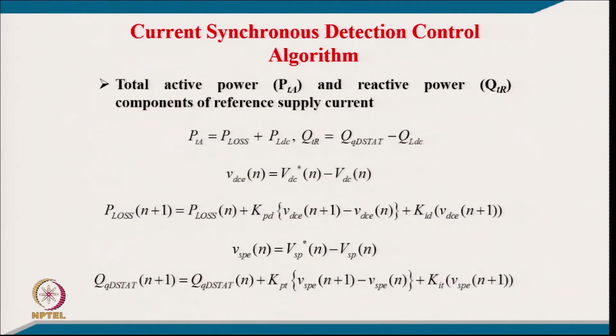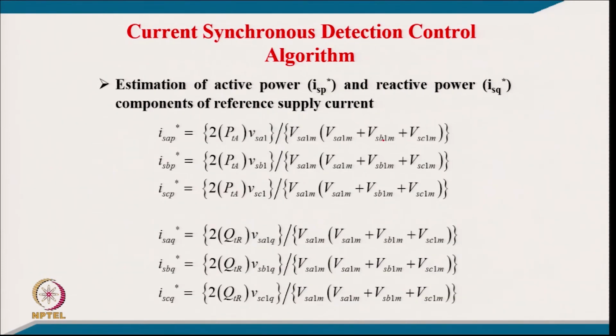Then we can get the total active power, that is the loss component from the compensator, using a PI controller over the DC link voltage, plus the load fundamental active power which we have taken after the low pass filter. Similarly, the reactive power has to flow into the supply system. So, the D STATCOM has to feed the reactive power minus the load reactive power, which gives us the D STATCOM reactive power.